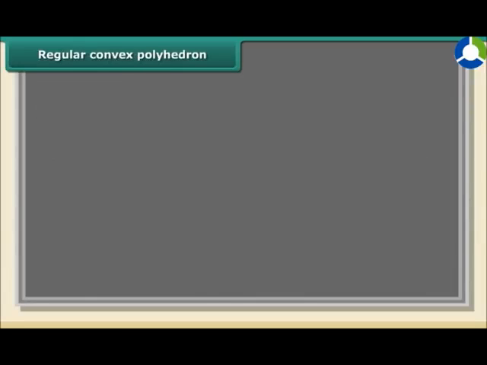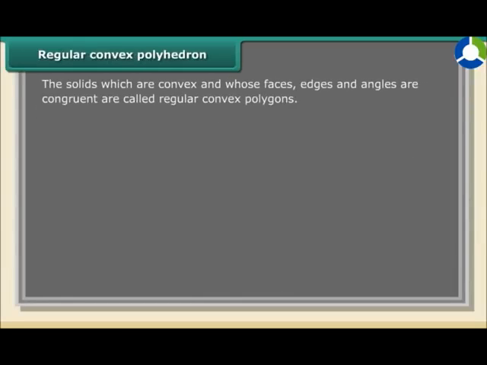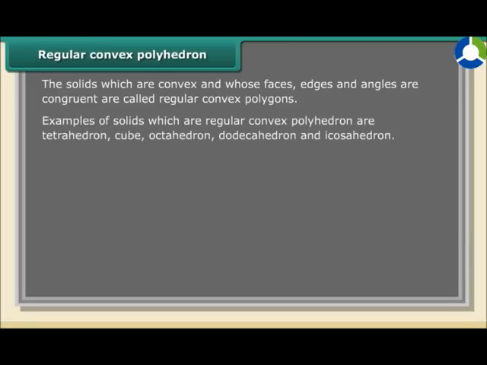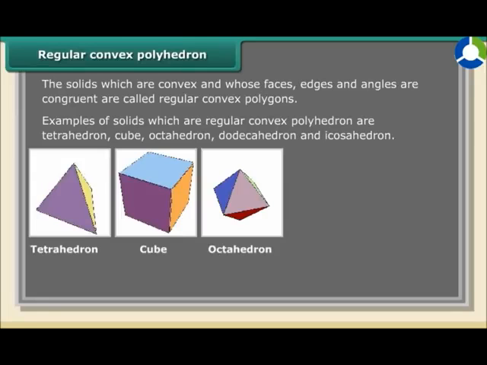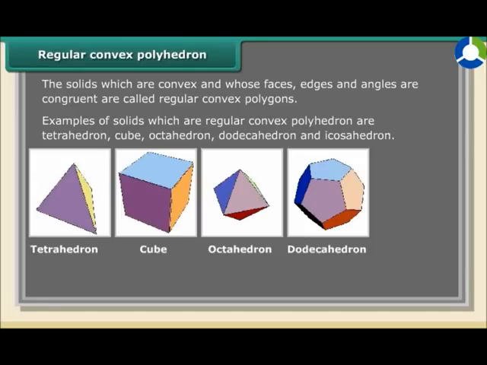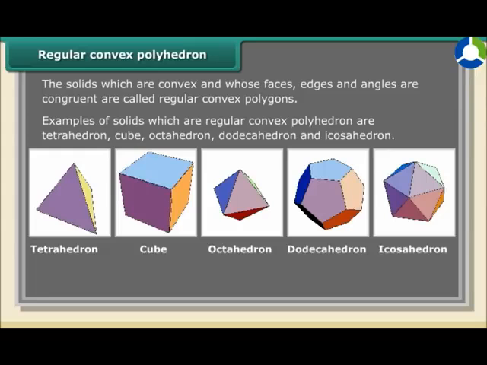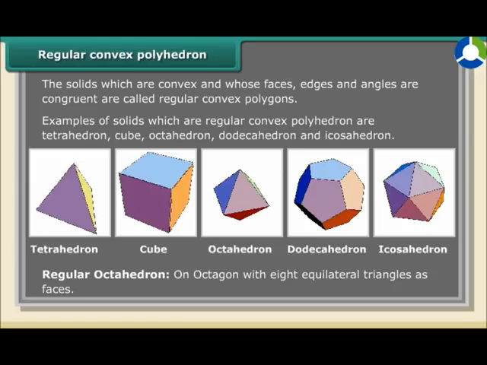Regular convex polyhedron: the solids which are convex and whose faces, edges, and angles are congruent are called regular convex polyhedra. Examples of solids which are regular convex polyhedra are tetrahedron, cube, octahedron, dodecahedron, and icosahedron. Regular octahedron: a solid with 8 equilateral triangles as faces.